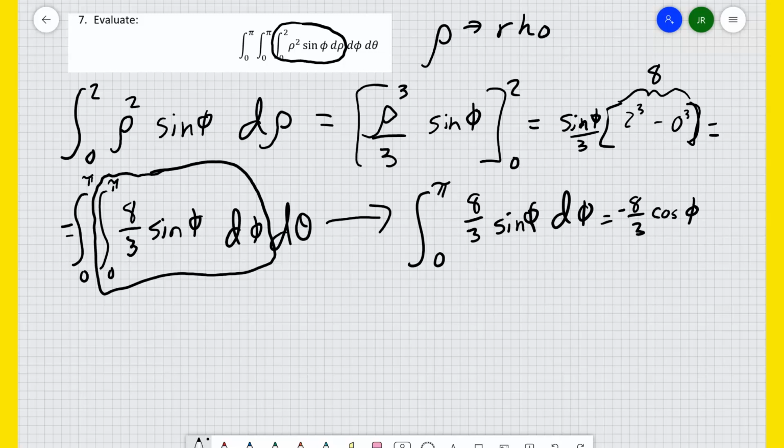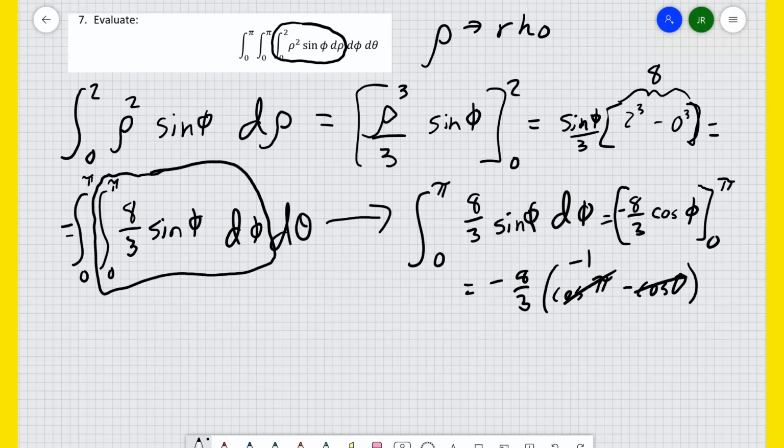Let's put my negative in front there. And we're integrating that from 0 to pi, which is going to be, I'm just leaving my 8/3 out here for a minute, cosine pi minus cosine 0. Cosine of pi is -1. Cosine of 0 is 1. So -1 minus 1, that whole thing is -2. So then this whole thing is -16/3.